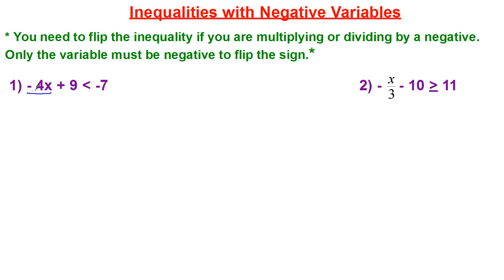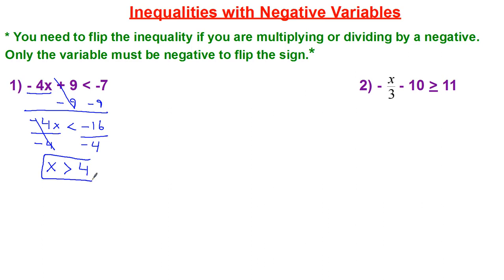I want to get the negative 4x by itself, so I'm just going to subtract 9 and subtract 9 in order to create a zero pair. Now I have negative 4x is less than negative 16. Because I subtracted 9 on either side, that's just a constant, so I didn't have to flip the sign. But over here I have to divide by negative 4, and divide by negative 4 here. So x has to be greater than negative 16 divided by negative 4, which is positive. Negative divided by negative is positive. So x now has to be greater than 4.